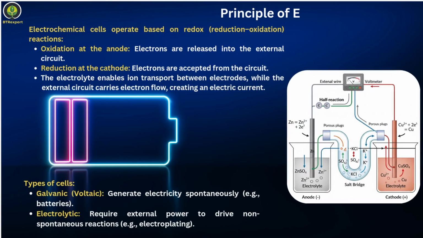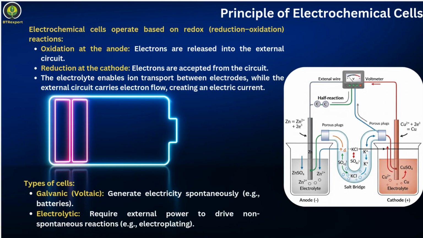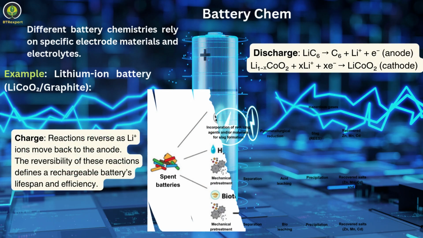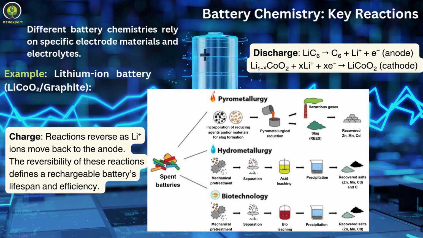Electrochemical cells, the dance of oxidation and reduction. Electrochemical cells operate through a collaboration of oxidation and reduction processes. At the anode, electrons are released. At the cathode, electrons are consumed. Ions travel within the electrolyte, while electrons flow through the external circuit, and this synchronized movement produces the electricity we rely on daily. Different battery chemistries rely on specific combinations of electrode materials and electrolytes.